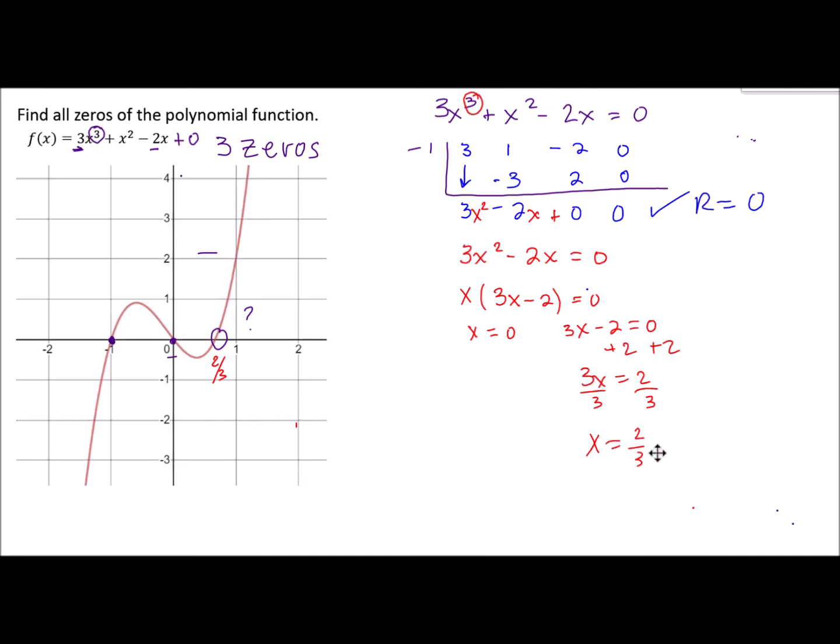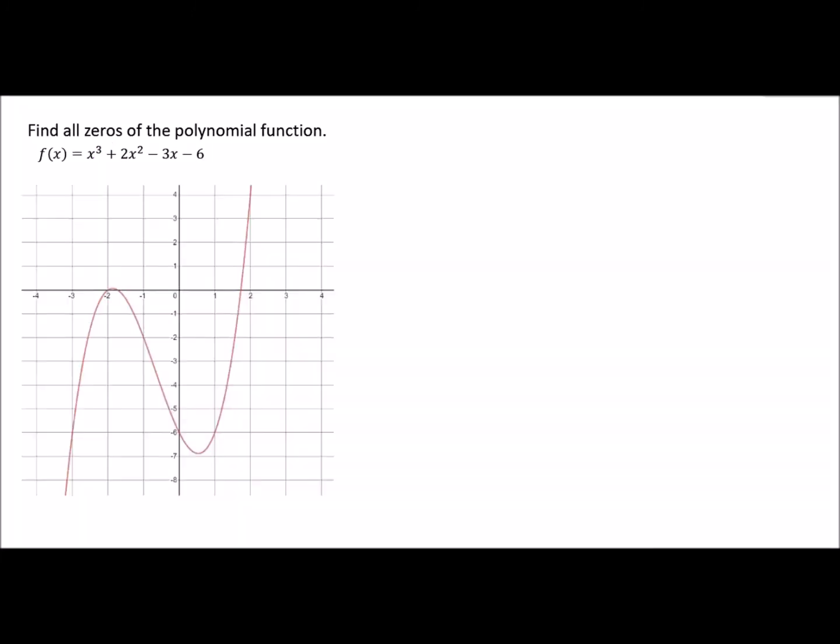Okay, we had x equals 2/3, 0, and -1. Those are zeros. And there's lots of different ways of going about this. Yes, in the beginning you could have solved that just by factoring, but we're practicing using the synthetic division. Okay, last one. Now we are looking for 3 zeros.